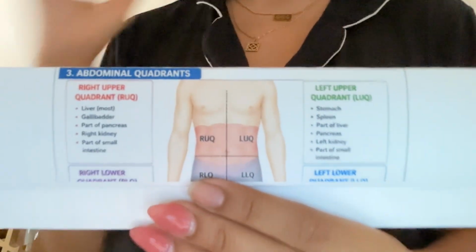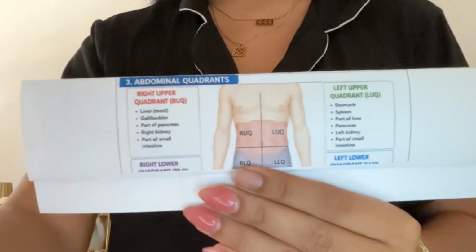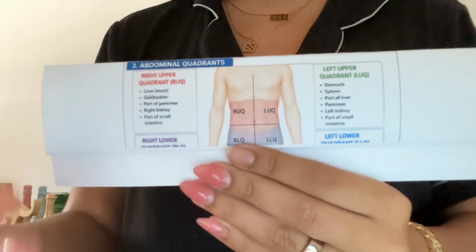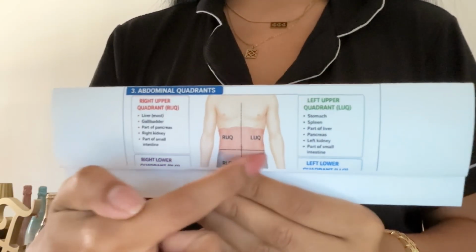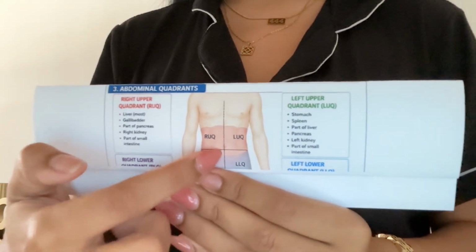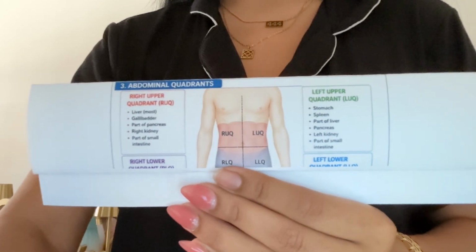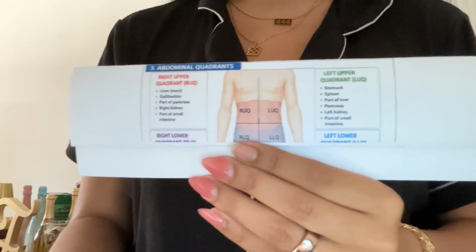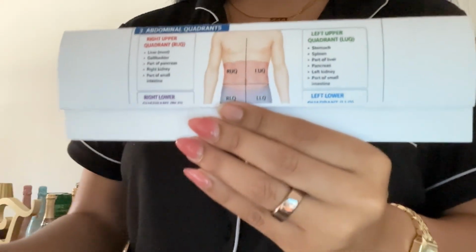Moving forward, we also have a really important thing, which is the abdominal quadrants. As you see right here, the abdomen is divided into 4 quadrants using one vertical line and one horizontal line through the belly button. The right upper quadrant contains the liver, gallbladder, part of the pancreas, right kidney, and part of the small intestine.